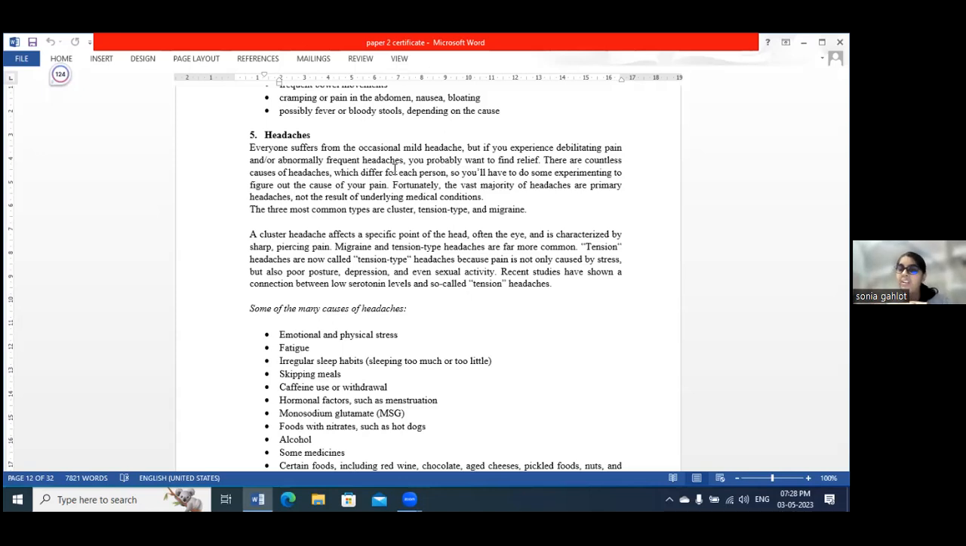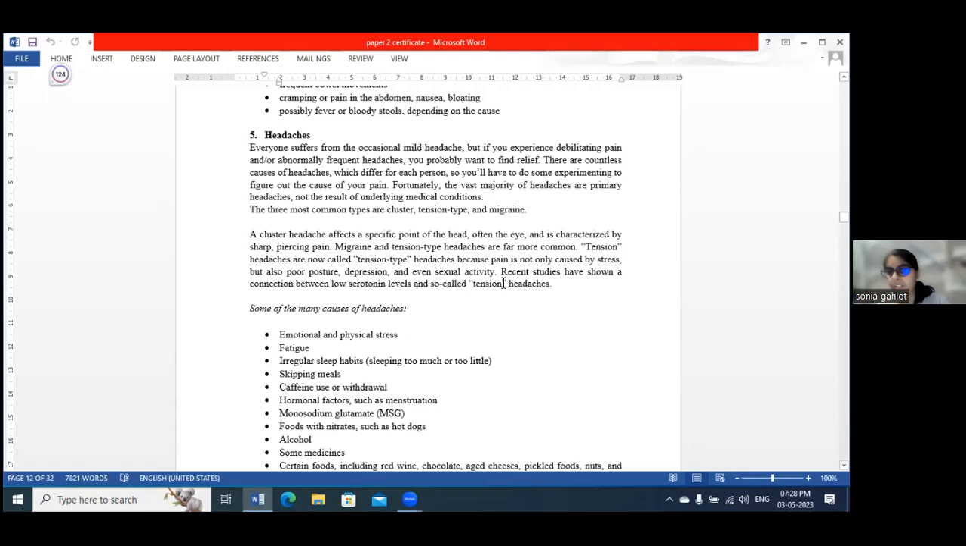If I talk about cluster, it means there is a sharp pain at a particular or specific point in the head. Whereas if I talk about the tension type headache, that pain is not caused by stress, but because of depression and various activities like the poor postures you adopt. Then there is migraine.